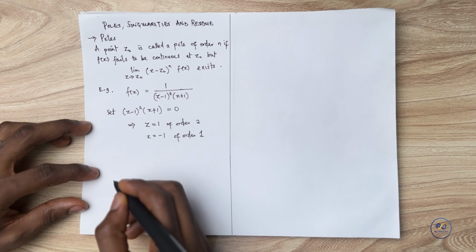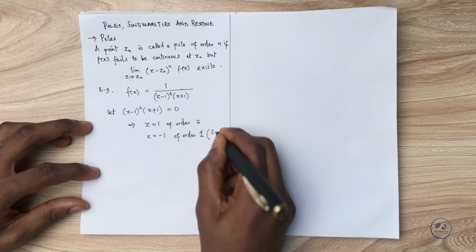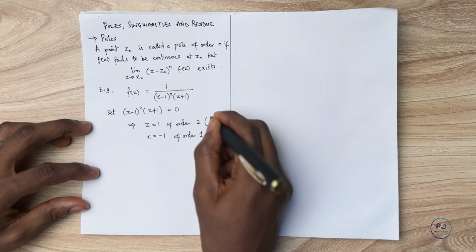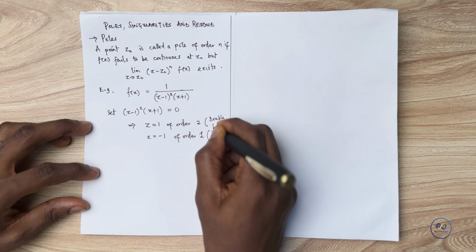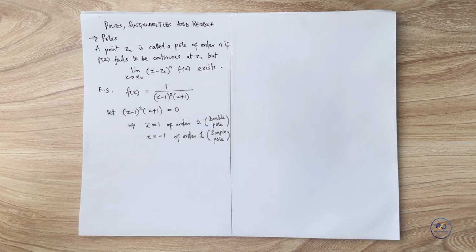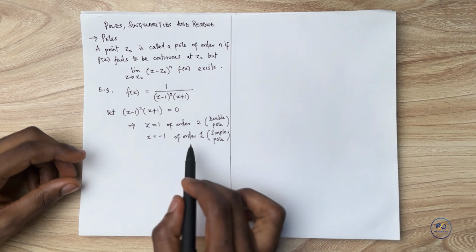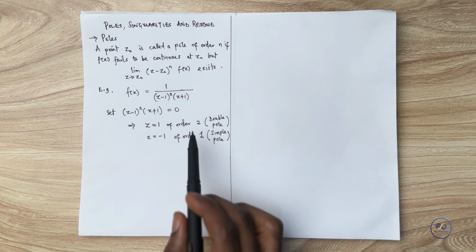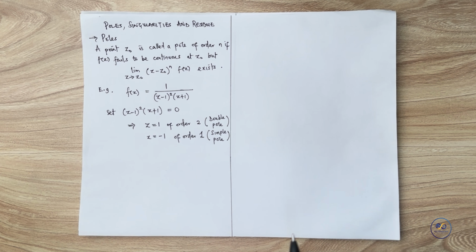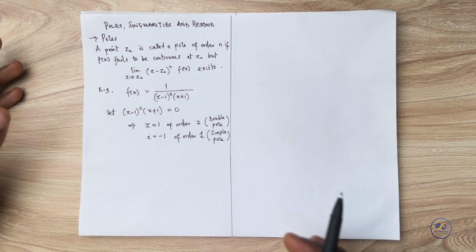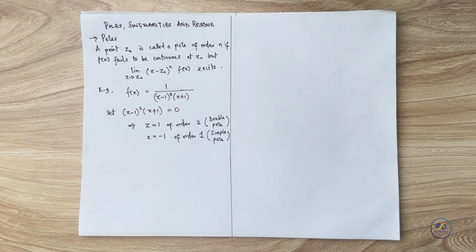Now, of course, for order 1, we can also term that as a simple pole. And then for order 2, we can also term that as a double pole. For order 3, we also call it a triple pole. But then the naming, of course, just applies to simple or shorter orders before it gets too complicated. But in most cases, you can just refer to them as poles of order n, where n can be 1, 2, 3, and so on and so forth. So this is what a pole is.